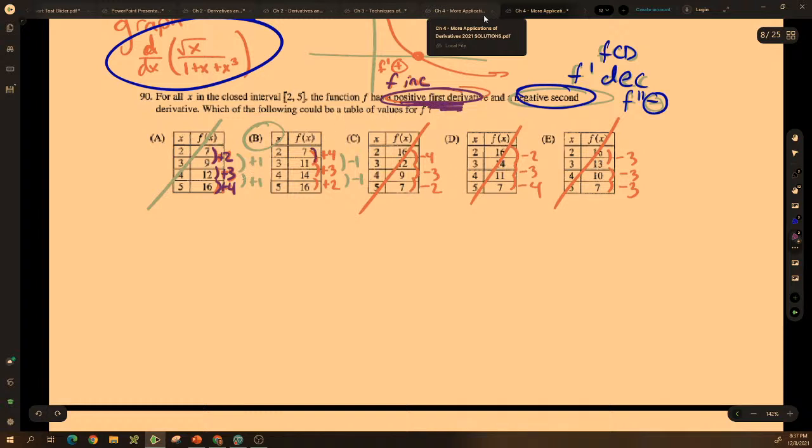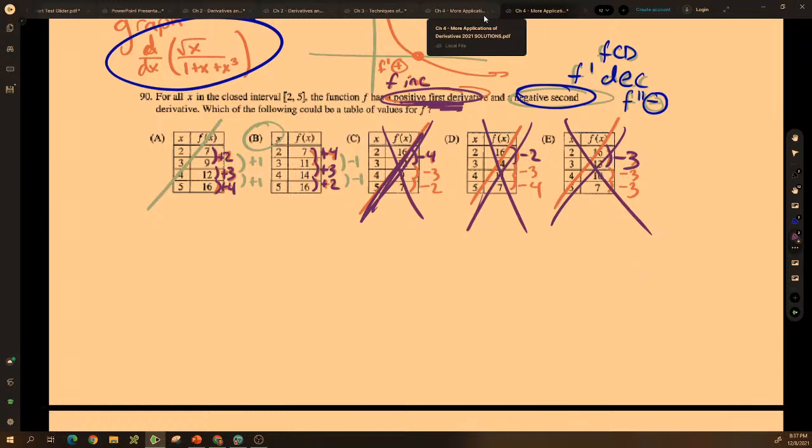And then I'm going to go to the next one. Adds by 4. Adds by 3. Adds by 2. Go to the next one. As soon as I see subtract by 4, I can immediately get rid of this one, because I need a positive first derivative, which means f was increasing. Same thing here. It decreased by 2, I can get rid of it. Same thing here. It decreased by 3, I can get rid of it. So I'm down to either A or B.